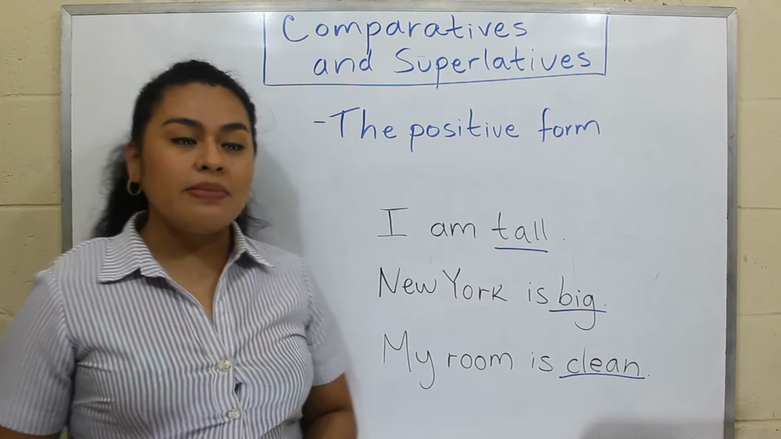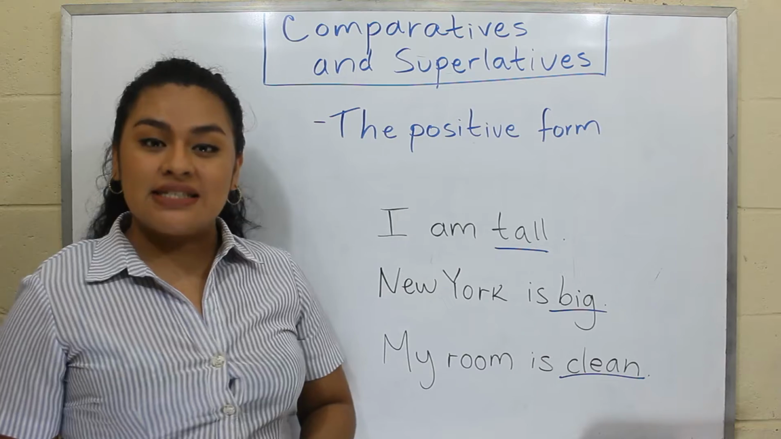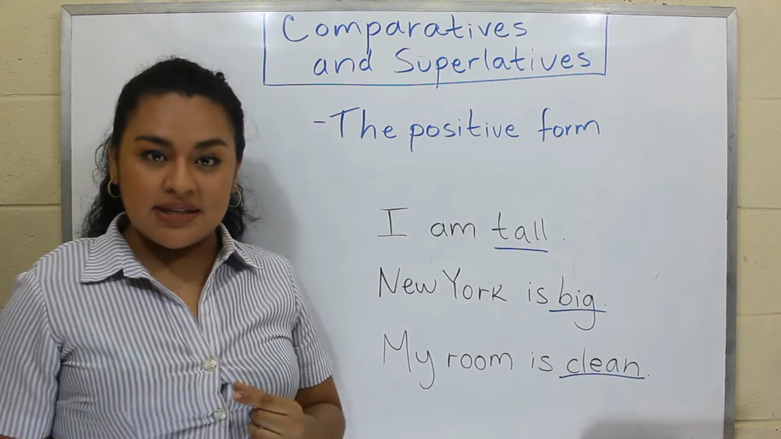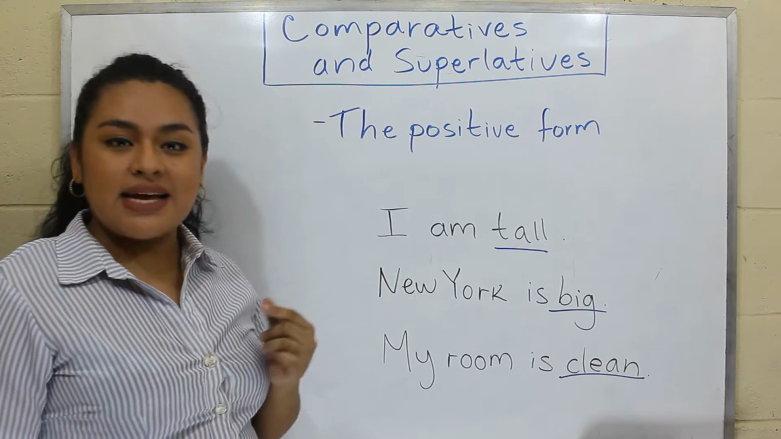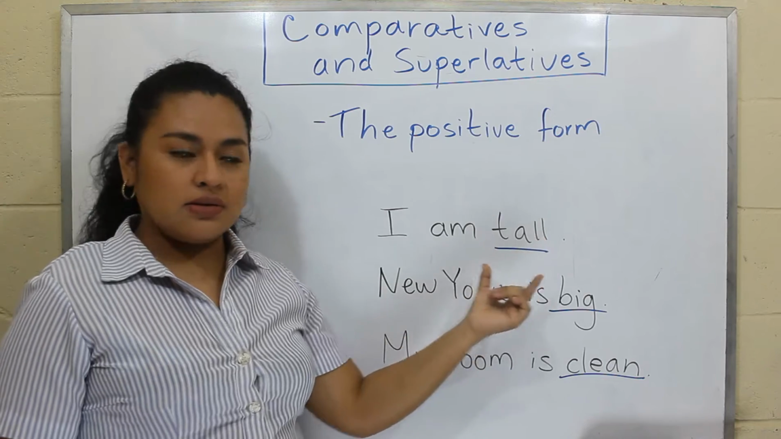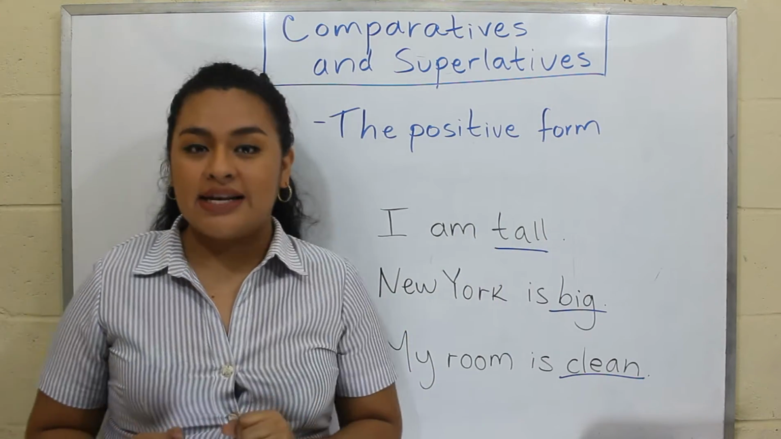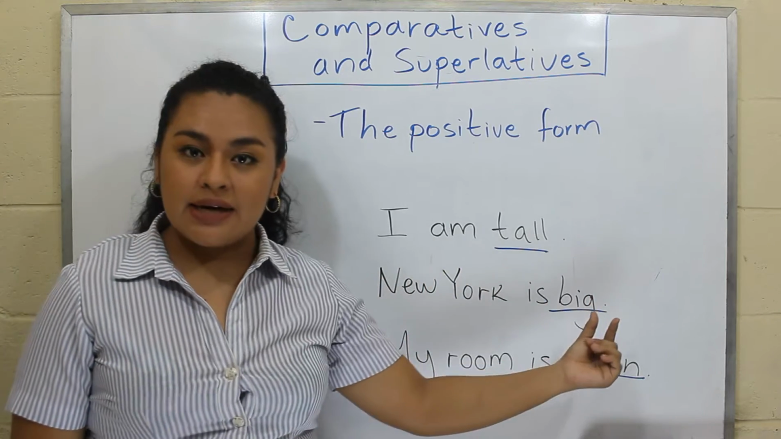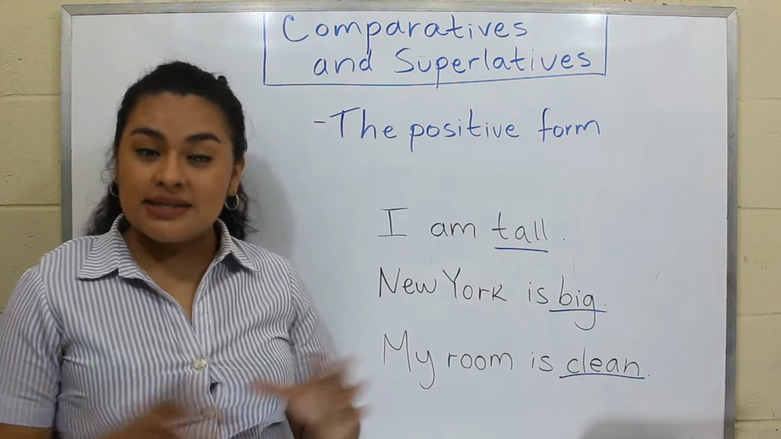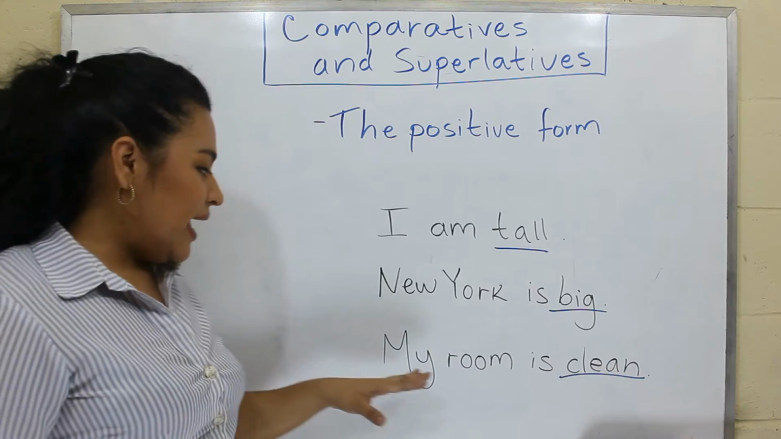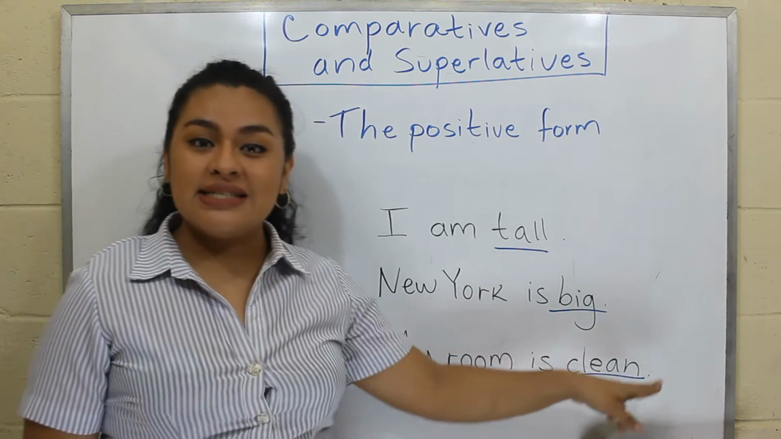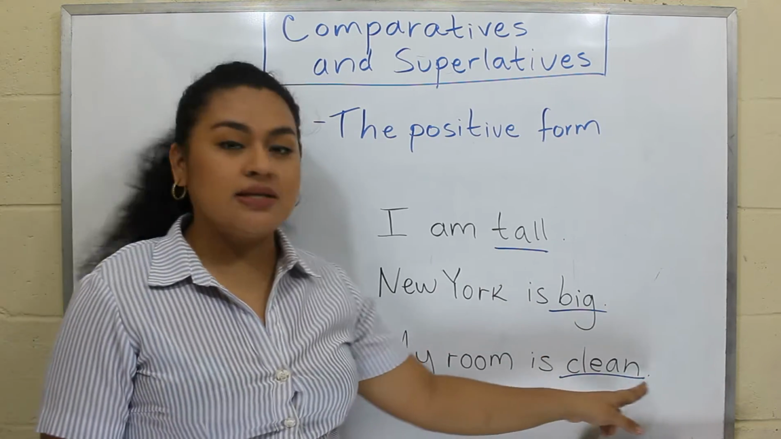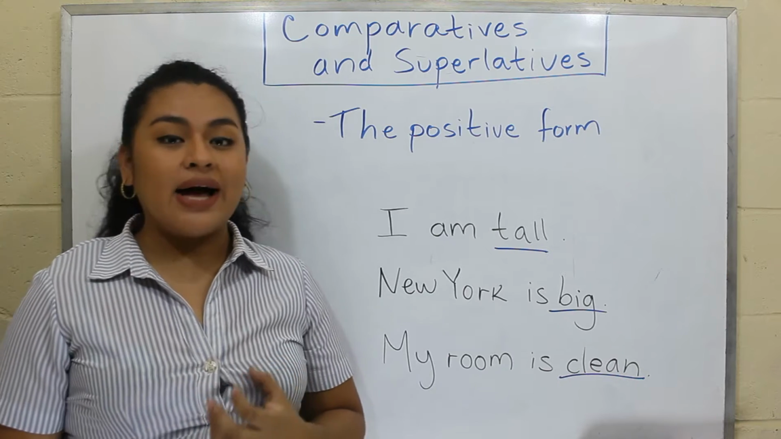And here we have some examples of this form of adjectives in sentences. The first one says, I am tall. This is just a simple adjective, tall. New York is big. Big is the simple adjective. And my room is clean. This is also a simple adjective.